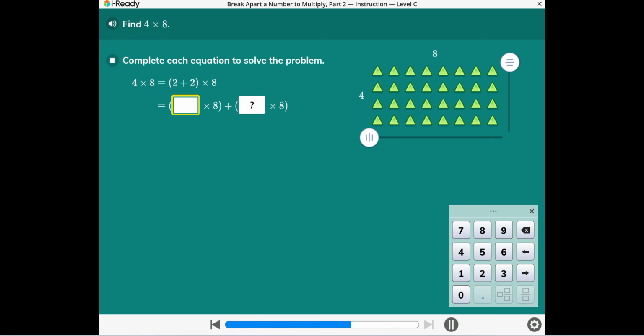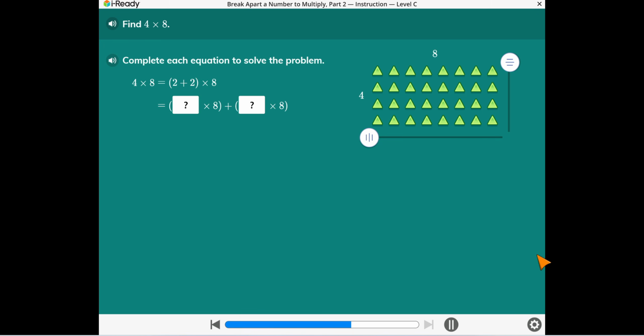Complete each equation to solve the problem. You can break apart the array to help. Crystal's shuttle.